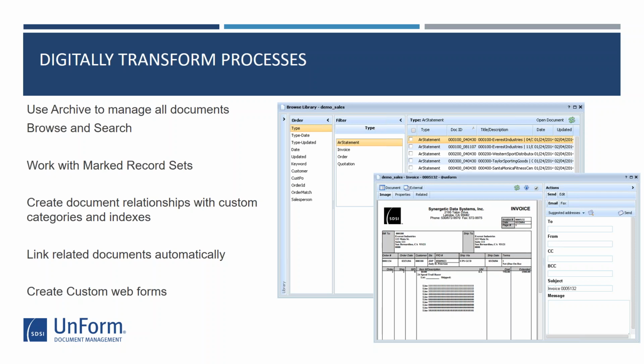We're going to teach you how to work with marked record sets. So when you're reviewing AP transactions and you're doing a three-way match, you have the ability to compare all those documents all on one screen all at the same time. We're going to show you how to create custom relationships so that documents can be linked together based on criteria that you specify. And then you can also create custom web forms to do various things as well, to capture data and add it to the system as well.